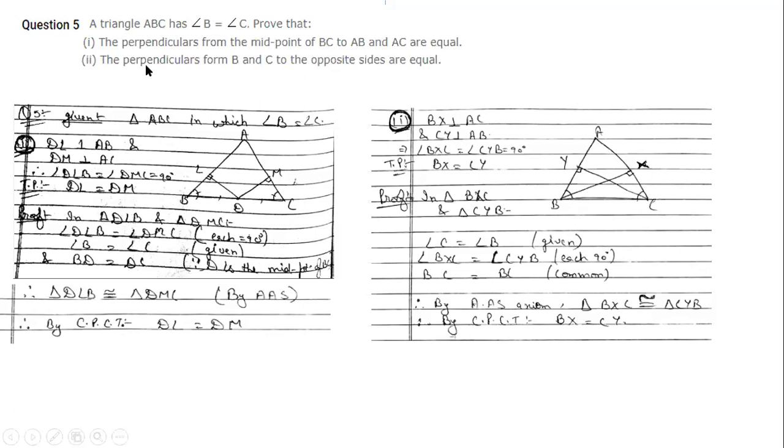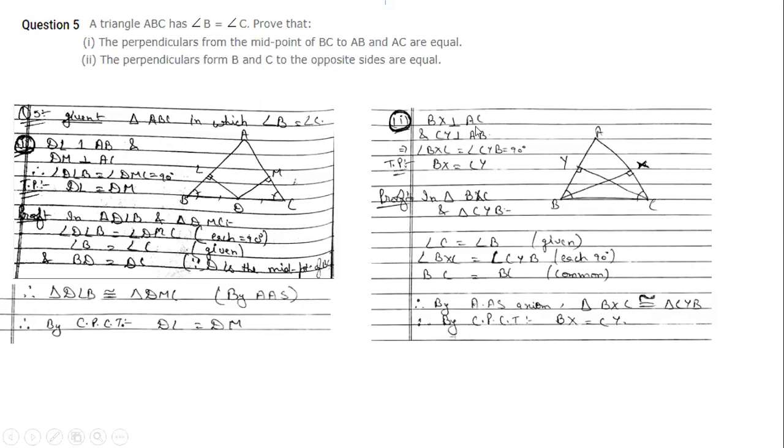See the second part. The perpendiculars from B and C to the opposite sides are equal. Now let us suppose BX is the perpendicular on AC, because AC is the opposite side of angle B. CY is the perpendicular on AB, because AB is the opposite side of angle C. We have to prove that perpendiculars from B and C to the opposite sides are equal. That means BX is equal to CY.